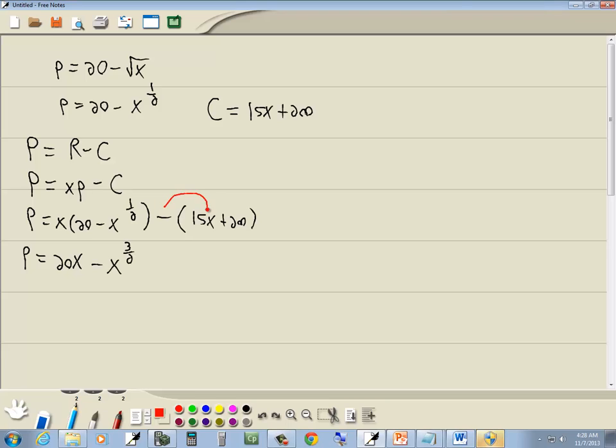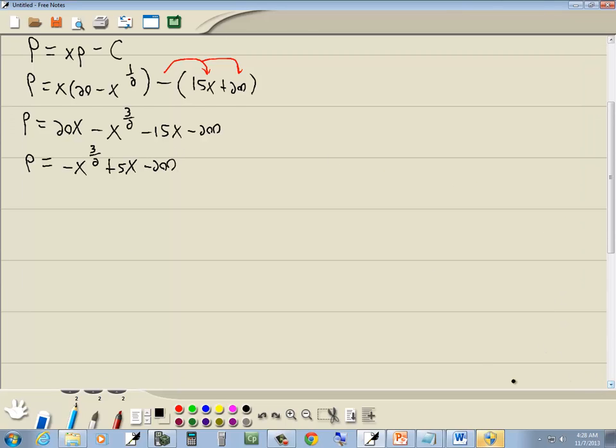Negative out in front of a parentheses flips the sign of everything inside. So we've got minus 15x minus 200. So we've got negative x to the 3/2. 20x minus 15x is 5x minus 200. Now we want to take the derivative of that.